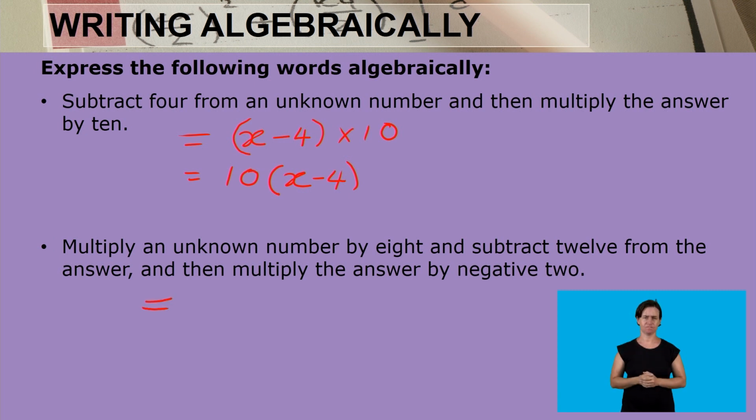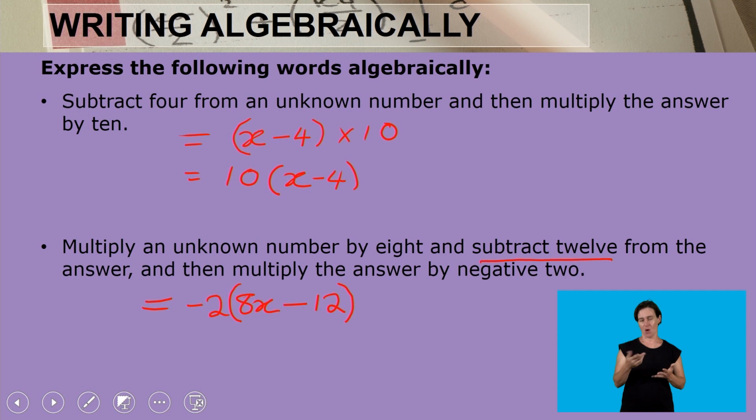So let's look at this statement step by step. We are going to multiply an unknown number by 8. So that is going to be 8 multiplied by this unknown number. Then from that product we are going to subtract 12. So that is 8x minus 12. But we are not done, because we are going to multiply the answer by negative 2. So whatever answer we get from multiplying the unknown number by 8 and subtracting 12, we are going to multiply that by a negative 2. And that is that statement there.